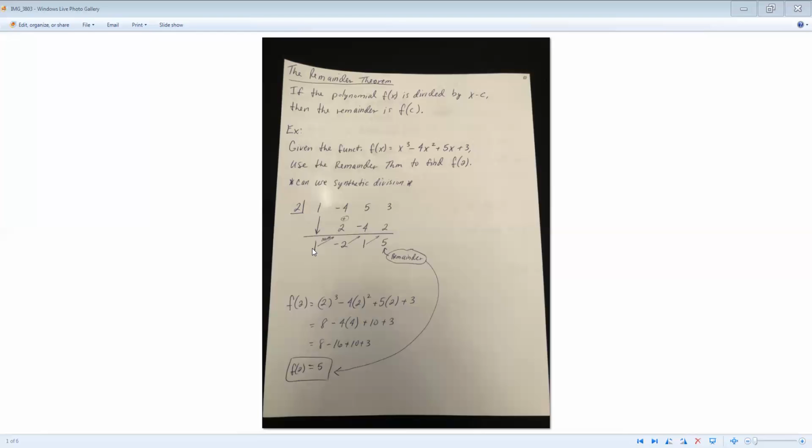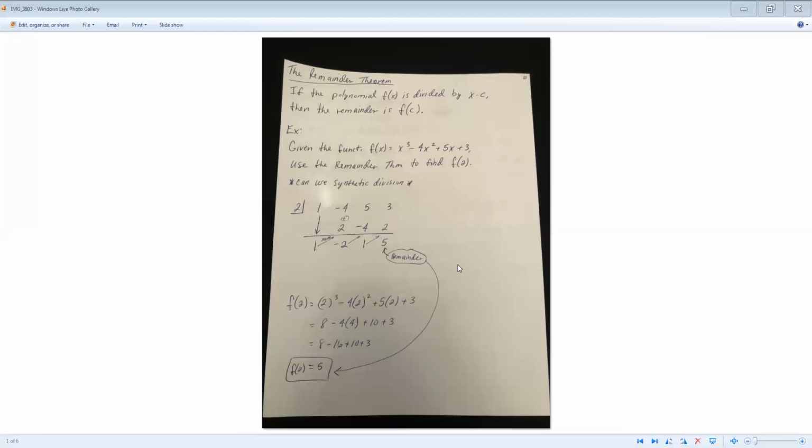Take this 2, multiply it times 1, and put it up here. So 2 times 1 is 2. Add these together, we get -2. Repeat that process. 2 times -2 is -4. Add these together, we get 1. 2 times 1 is 2. Add these together, we get 5. So this is our remainder in synthetic division.